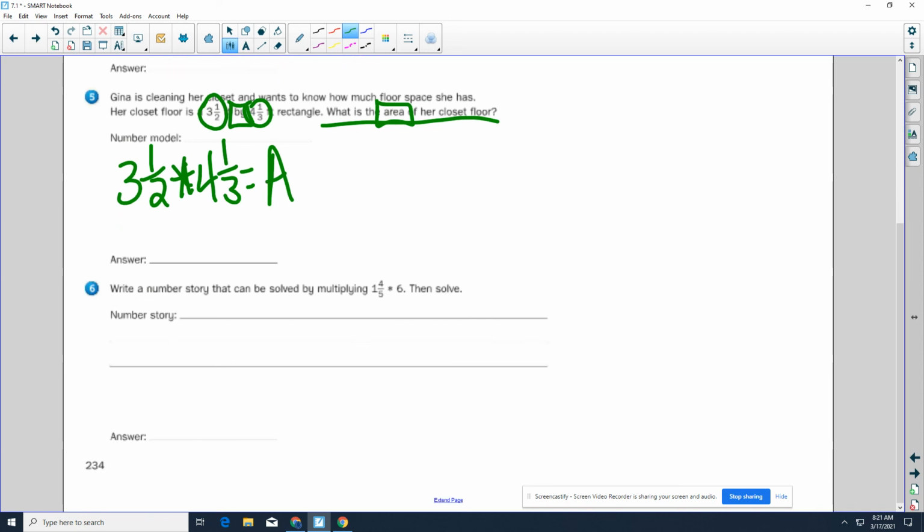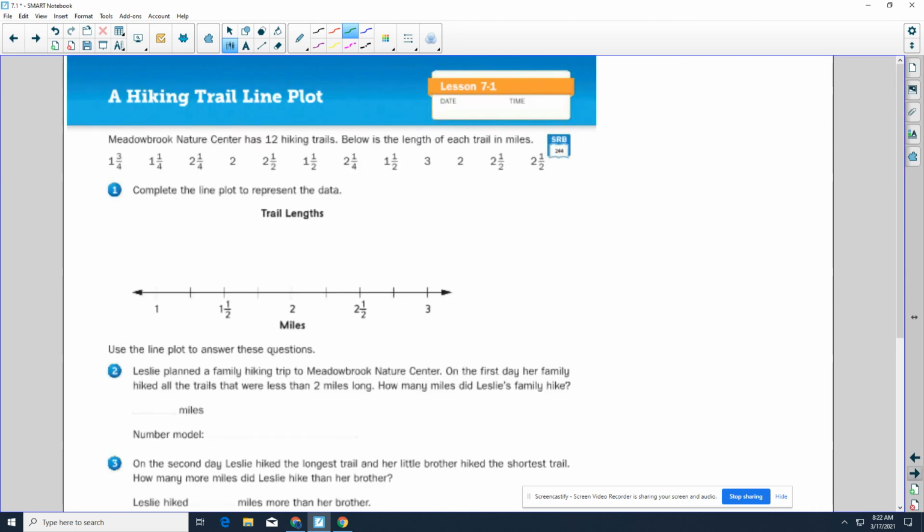On the last part here, you're going to write a number story that can be solved by multiplying 1 4/5 times 6. So maybe you think of something like you have 6 apples and you eat 1 4/5 of them. Or you have 6 cookies and you give away 1 4/5 of them. Or you have 6 gallons of gas and you only use 1 4/5. So think of something where you have 6 and you used 1 4/5 of it. And then you're going to write a number story or a story problem.